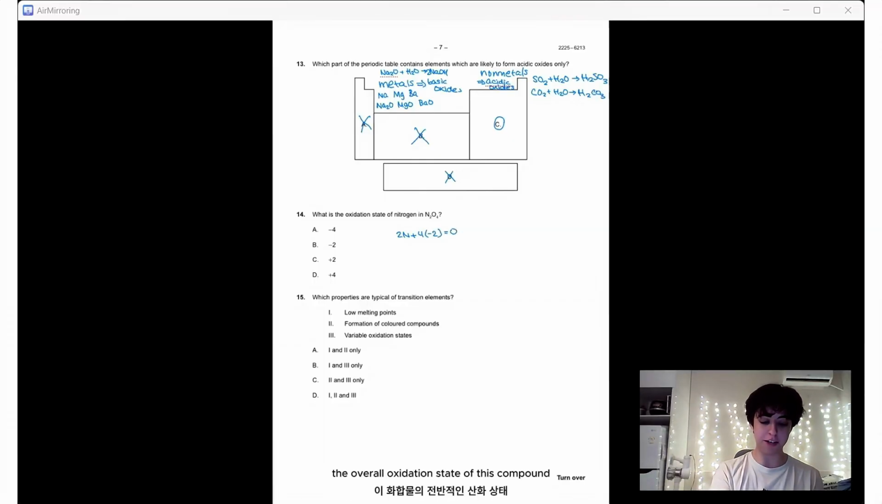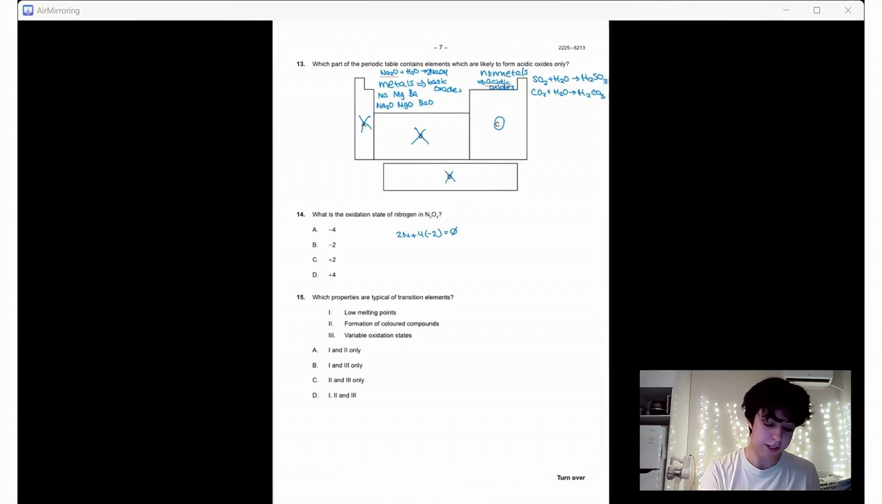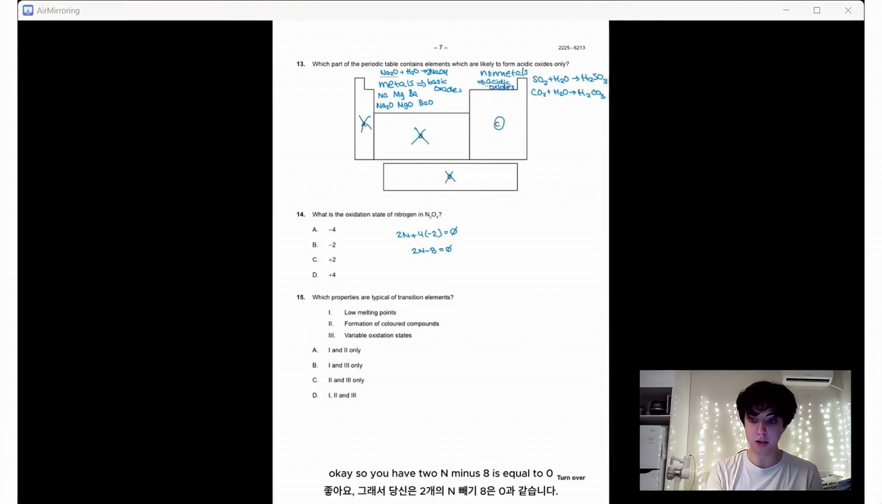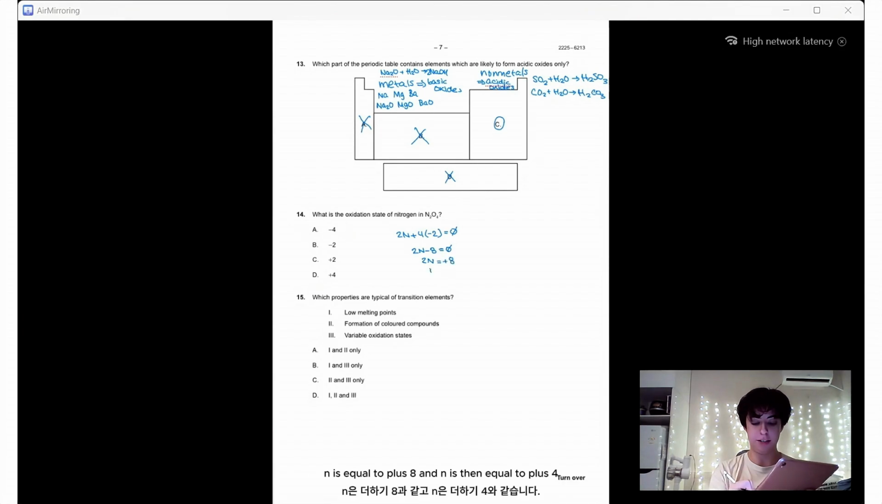The overall oxidation state of this compound needs to be 0 because it's neutral. If this were an ion, it would be whatever the charge of that ion was. So you have 2n minus 8 is equal to 0. Then you get 2n is equal to +8, and n is then equal to +4. Cool. So +4 makes this answer D.